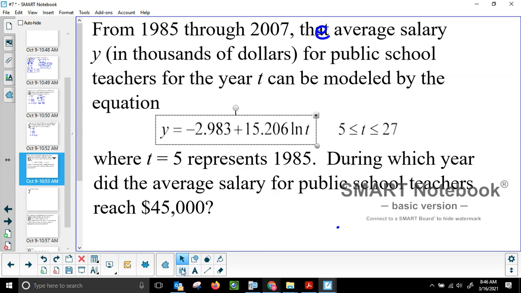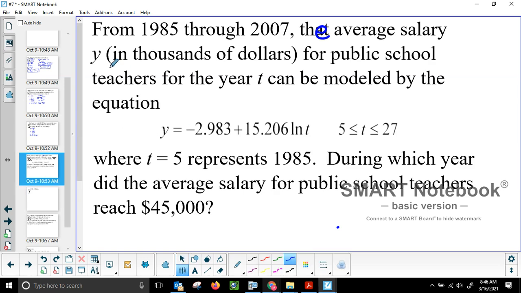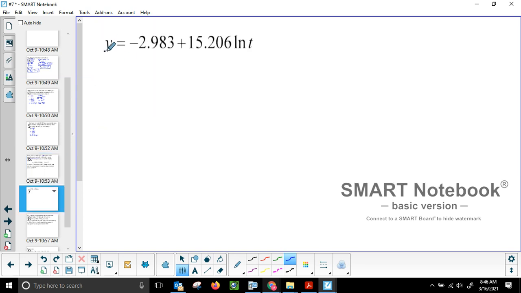Now we do have to be careful here, because it says that Y is in thousands of dollars. So you don't actually make Y 45,000, you make Y simply 45, because it's in thousands of dollars.